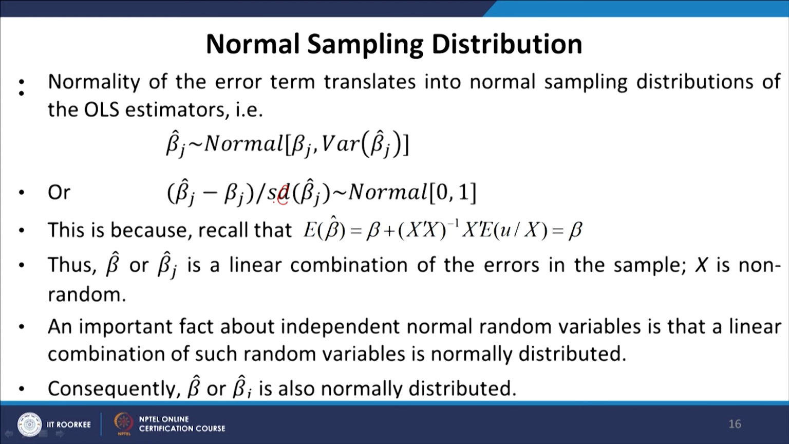This comes straight away from the fact that the expected value of beta hat is equal to beta, that is the unbiasedness. Thus, beta j hat is a linear combination of the errors in the sample, given that x is non-random. An important fact about independent normal random variables is that a linear combination of such random variables is normally distributed. Consequently, beta j hat is also normally distributed, right.